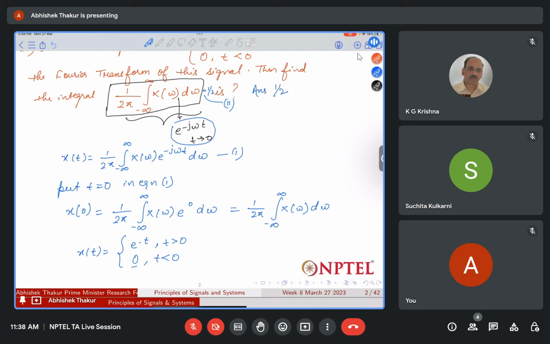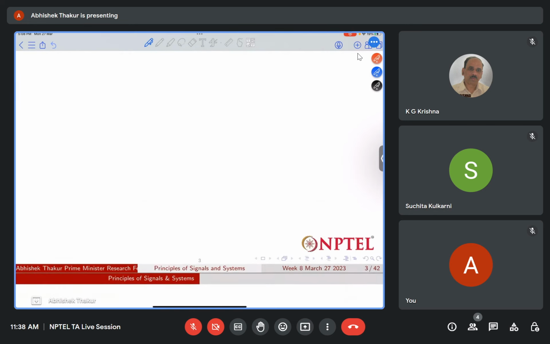So this was a very simple question based on the inverse Fourier transform formula. Now we will see one important result, that is one shortcut. This is the property of duality that we have studied. If the Fourier transform of del t is 1, we know that.